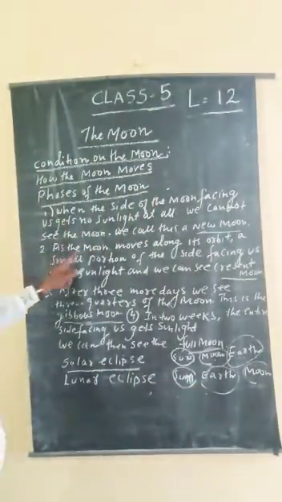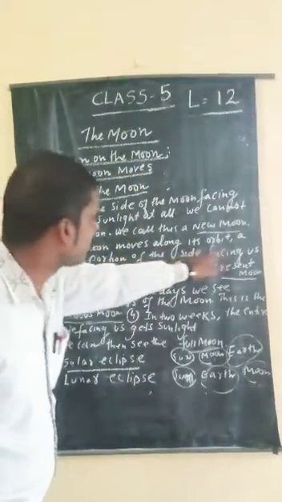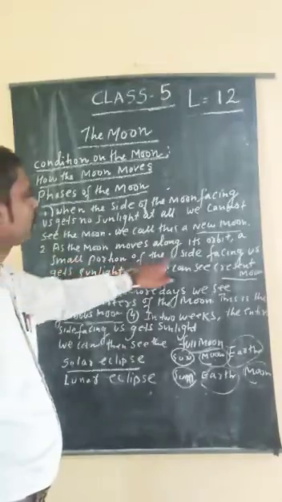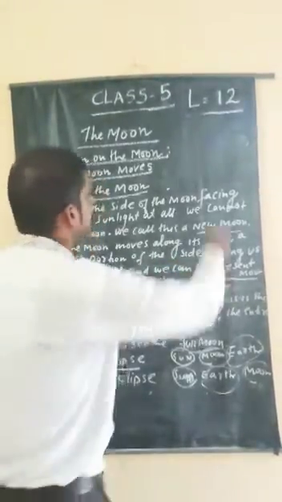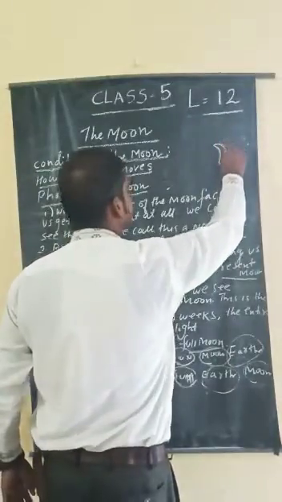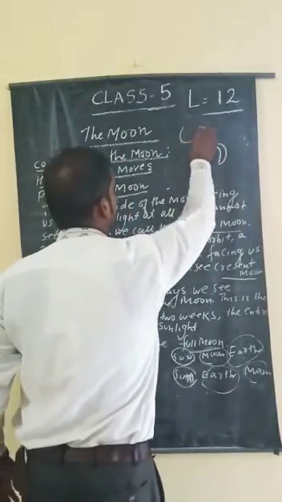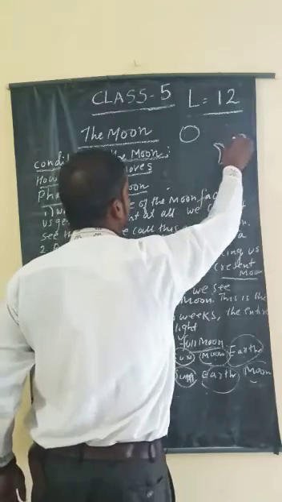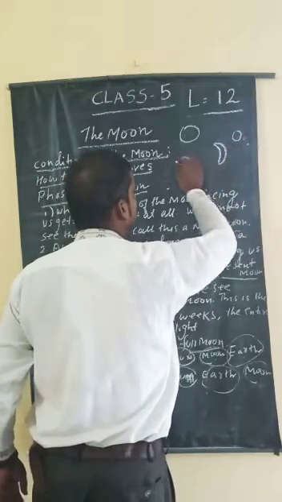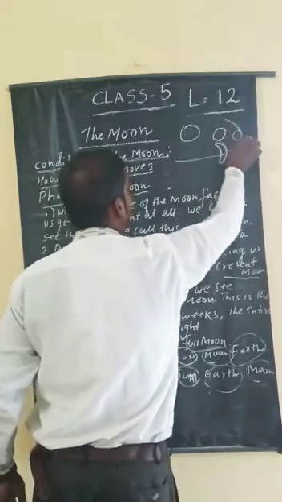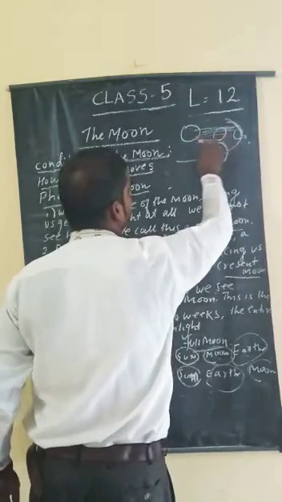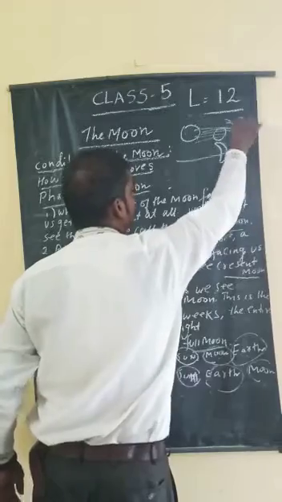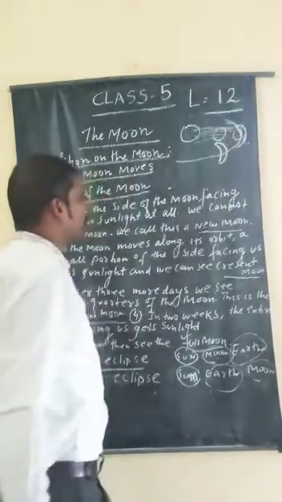Second point is, as the moon moves along its orbit, a small portion of the side facing us gets sunlight, and we can see a crescent moon. Suppose there is a sun, and the moon orbits the earth, and during the facing of some sides of the moon, we can see just this shape. This is known as crescent moon.